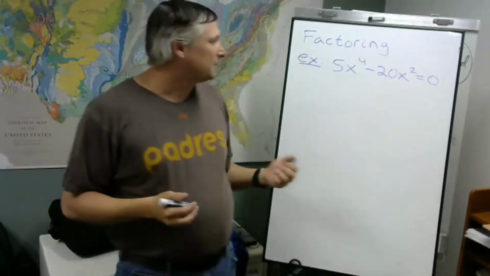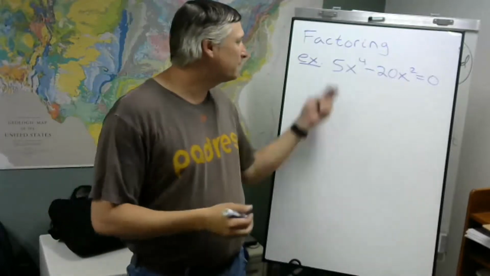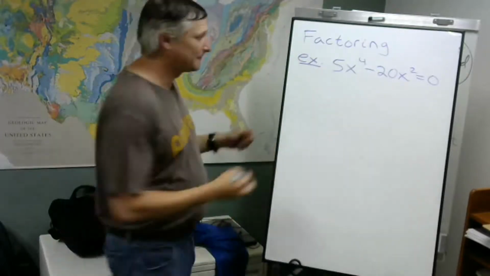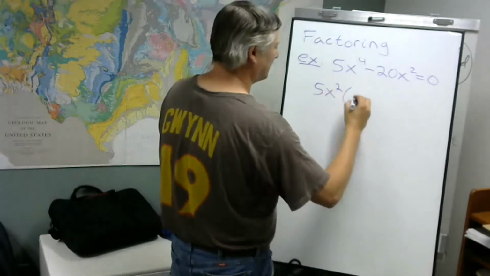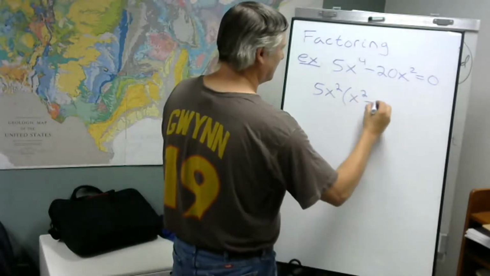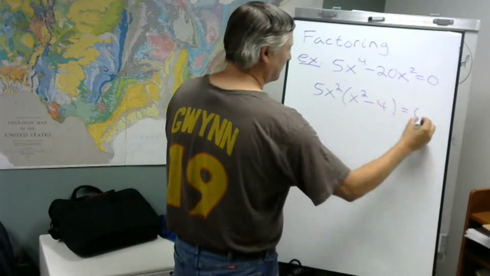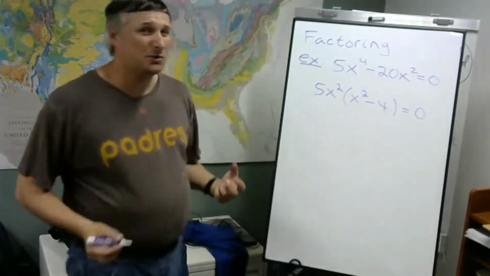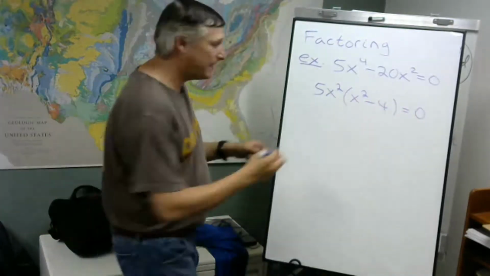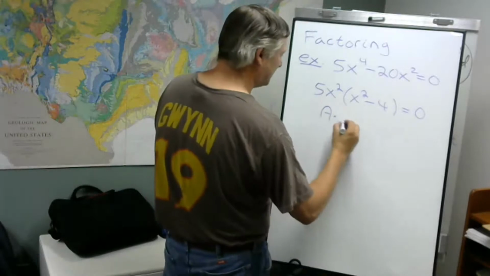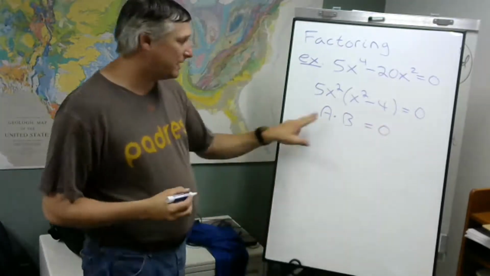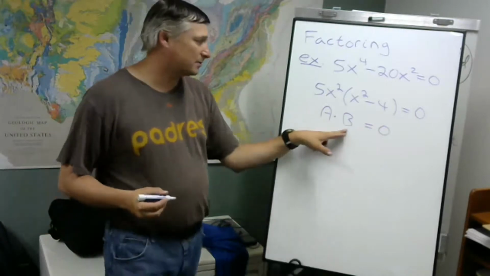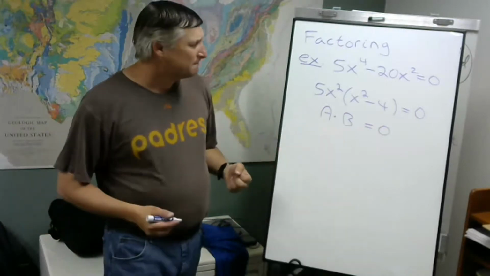So let's take a look at this. What can we factor? We can factor out a 5x squared. Next, we're going to use the zero product principle. Now, what that says is A times B equals 0 means either A has to be 0, B has to be 0, or both could be 0.